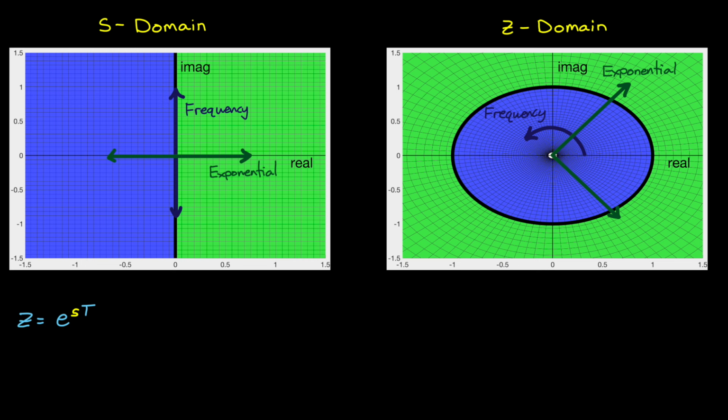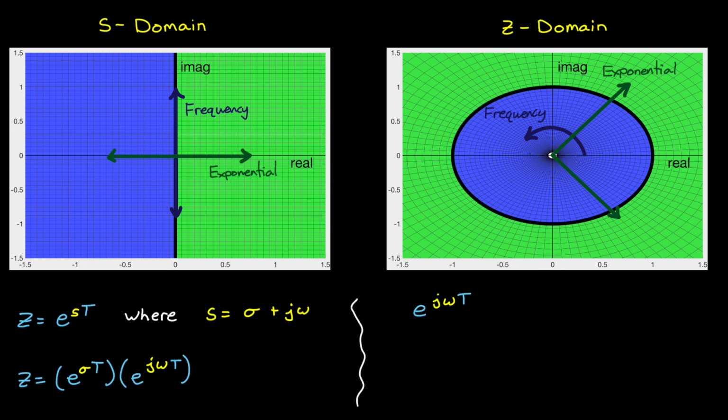Well, we can think of it this way. Since s has a real and imaginary component, we can separate the equation into e raised to the real part of s times e raised to the imaginary part of s. And per Euler's formula, e raised to j omega t is cosine of omega t plus j sine of omega t. And this just traces a circle in the imaginary plane as you increase or decrease omega.